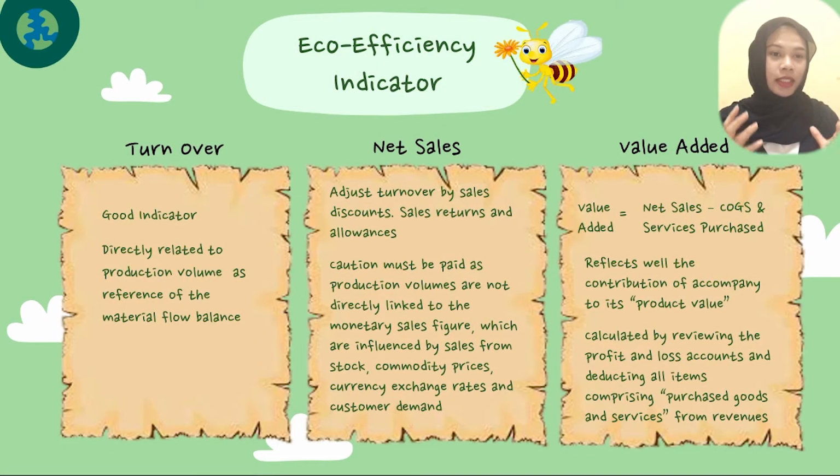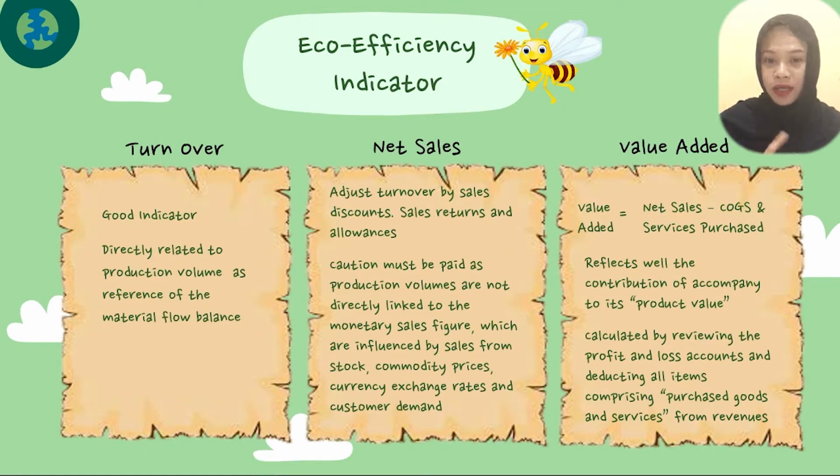So what are the indicators of eco-efficiency? There are three indicators of eco-efficiency: turnover, net sales, and value added. The first one is turnover. Turnover is a very good indicator as it is directly related to the production volume as a reference of the material flow balance. The flow balance is a physical measure where the quantity of the product produced and sold is measured in kilograms, volume, and number, which is the most useful numerator.